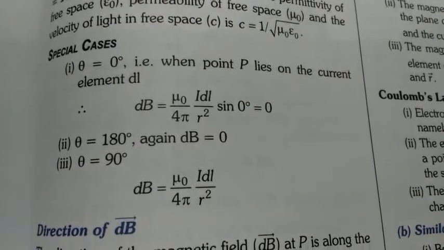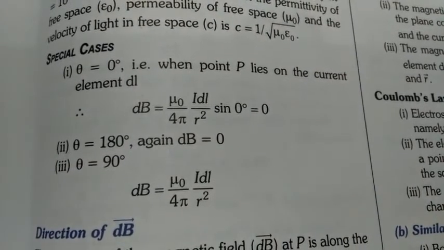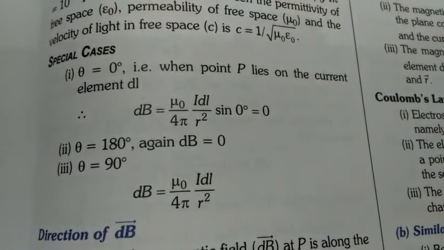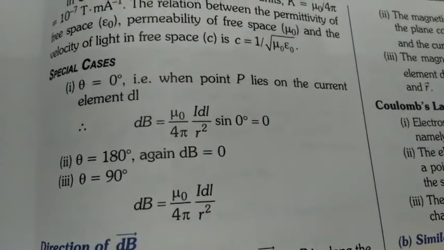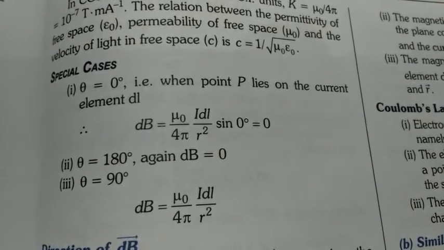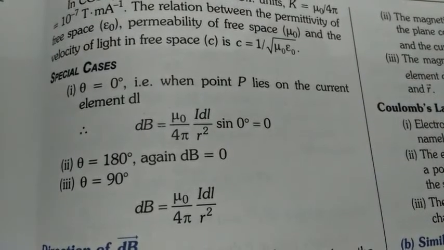If theta equals 0, that means the point P lies on the current element. So sine 0 equals 0, which means dB equals 0. So at that time, what happened? The whole magnetic field becomes 0.